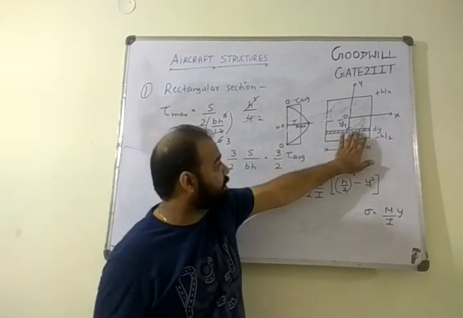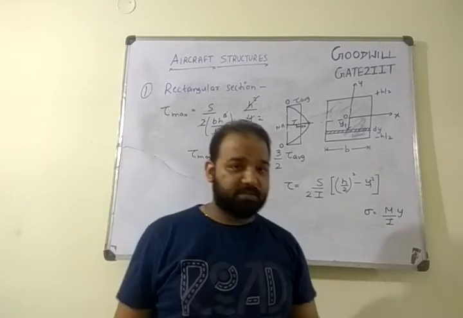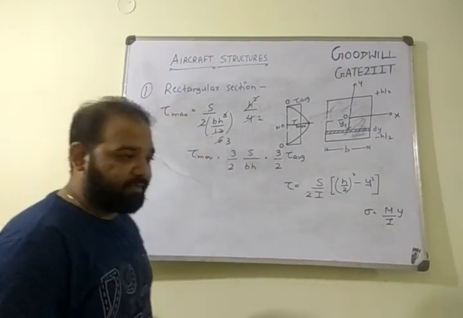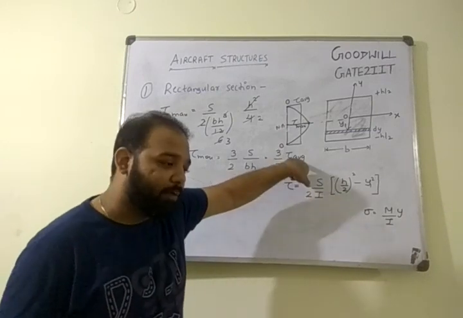So when you have a rectangular cross section from now on, if someone asks you what is the maximum shear stress acting on the system, you need not do any of this formulation. Maximum is nothing but 3 by 2 times tau average. How to calculate tau average?